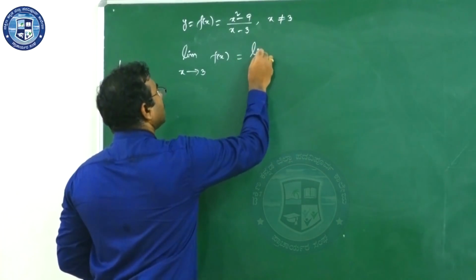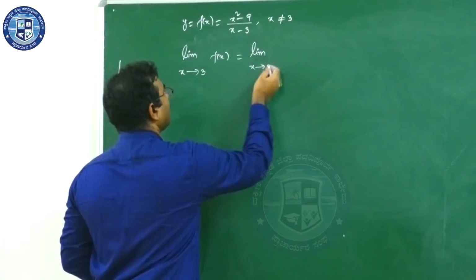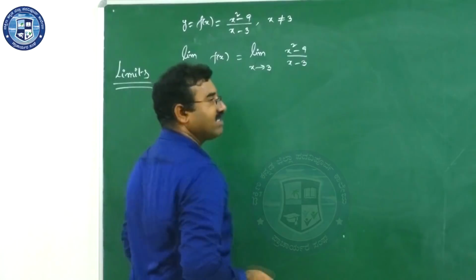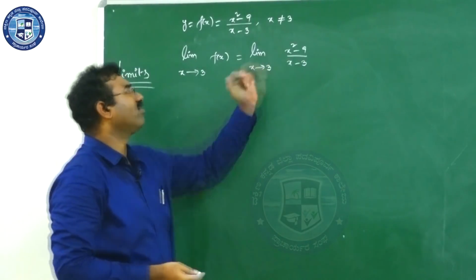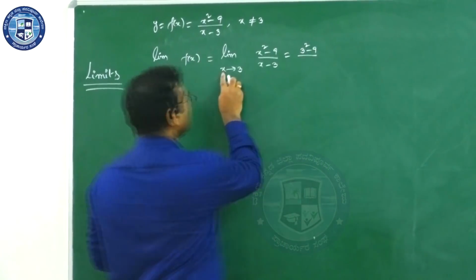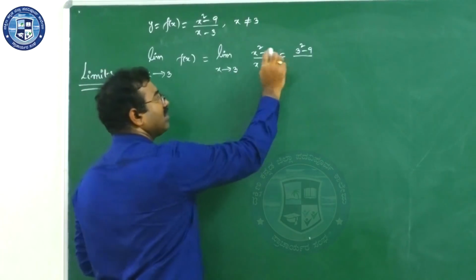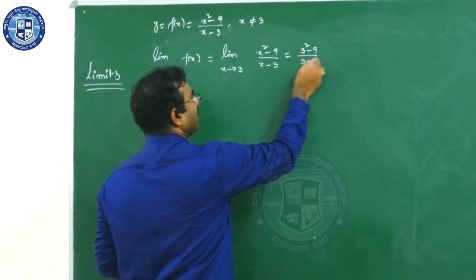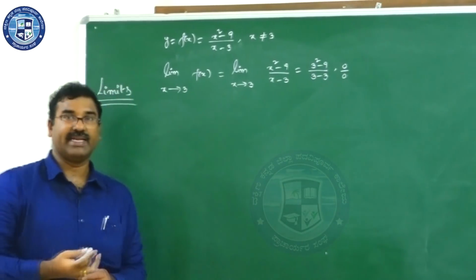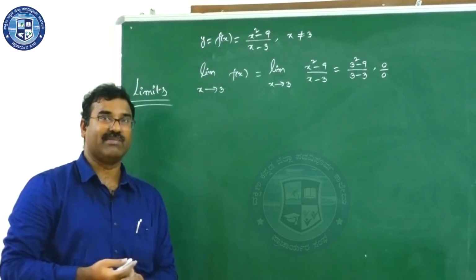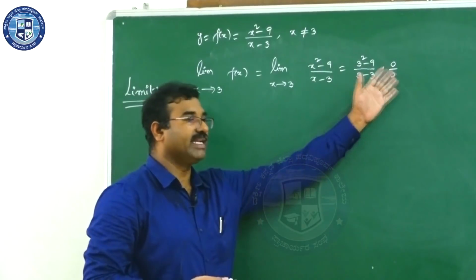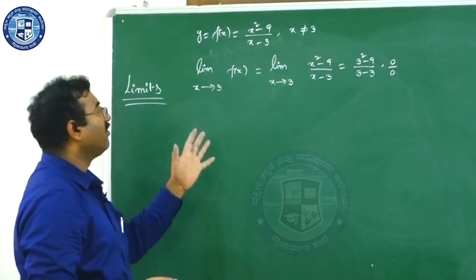Suppose I substitute x coming close to 3 in (x square minus 9) by (x minus 3). What happens here? 3 square minus 9, because when x is coming close to 3, x square also comes close to 3 square, definitely. What happens? I am getting 0 by 0. 9 minus 9 divided by 3 minus 3, 0 by 0. It is an indeterminate form. But now, somehow we have to work it out.